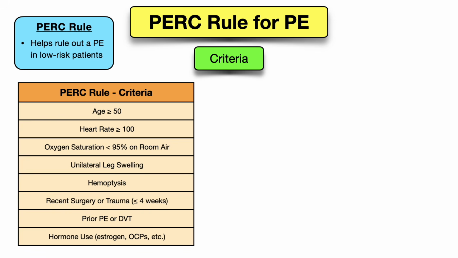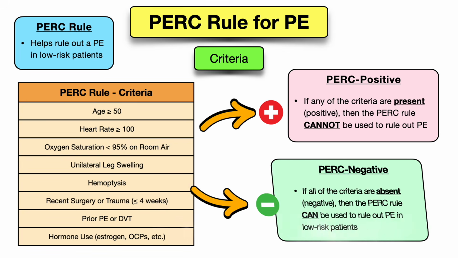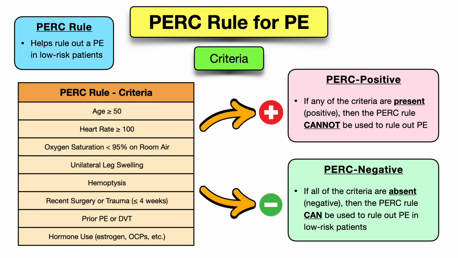So how does the PERC rule work? The PERC rule uses a set of criteria. If any of the criteria are present, then the patient is PERC positive, and the PERC rule cannot be used to rule out a PE. If no criteria are present, then the patient is PERC negative, and the PERC rule can be used to rule out a PE in low-risk patients. Now, this is important, so listen up. The PERC rule is only used on patients who are already low risk for a PE.